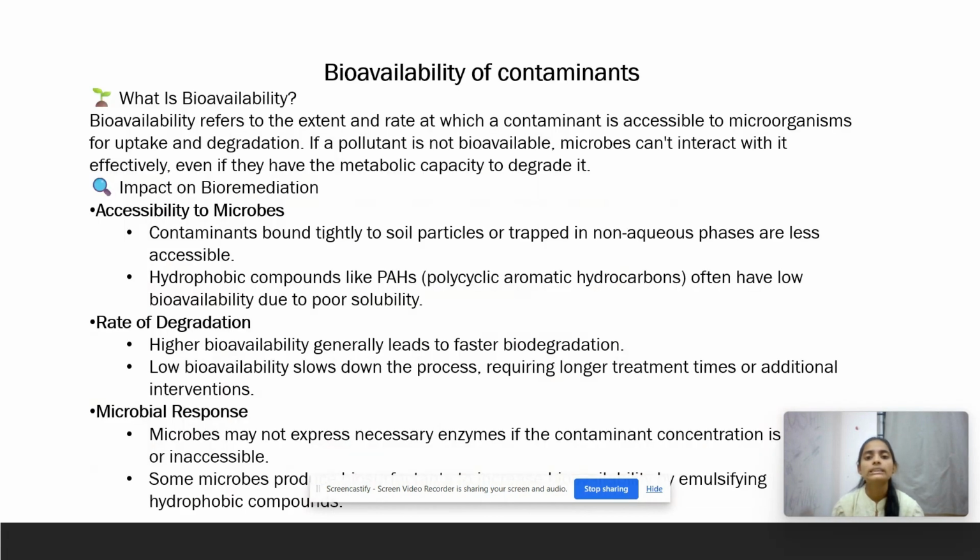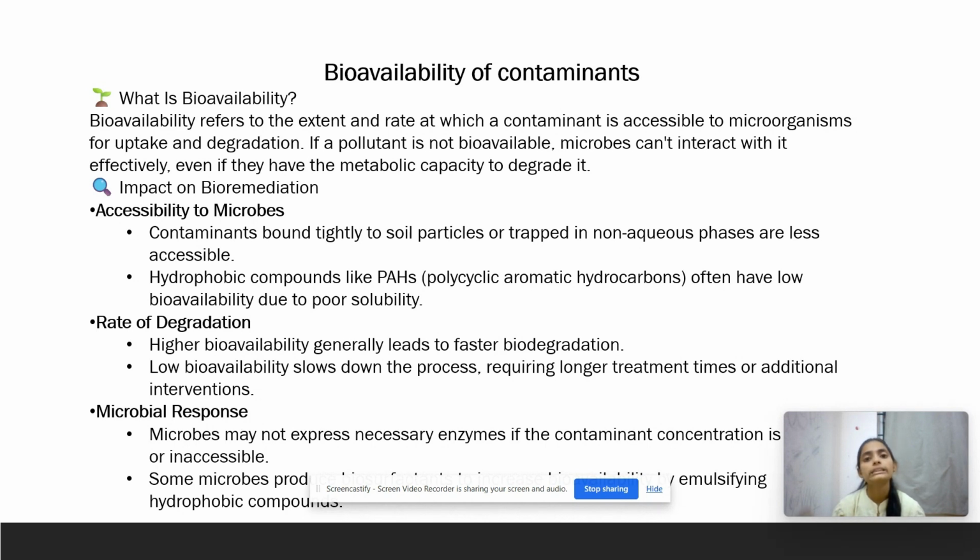Now we will see the bioavailability of contaminants. First, we will see what bioavailability is. Bioavailability refers to the extent and rate at which a contaminant is available for microbes for degradation.